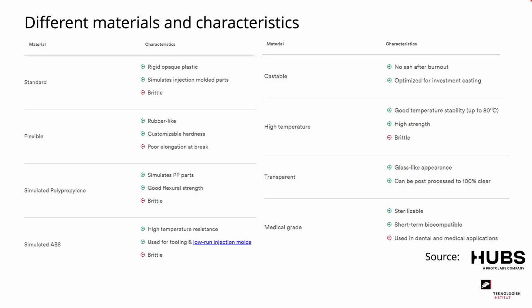As we can see below, we get many different materials and characteristics with material jetting. Common to all these materials is that they are quite brittle, but you also get some advantages. For instance, you can have flexible materials where you can customize the hardness. You can have materials that simulate the properties of other materials, for instance, polypropylene or ABS. And you can have transparent materials where you get an even glass-like appearance.